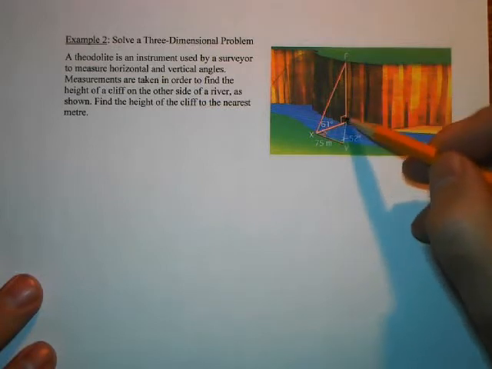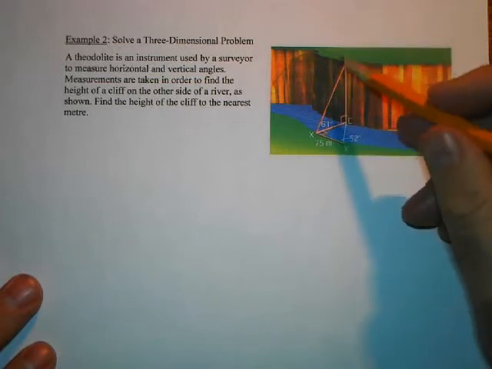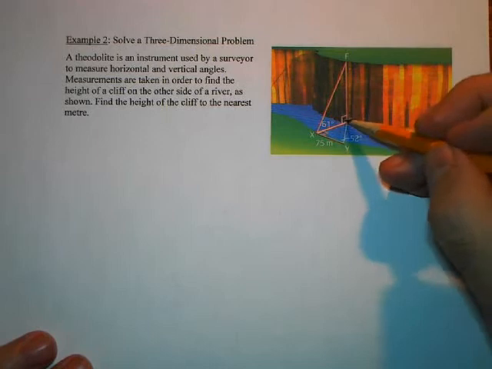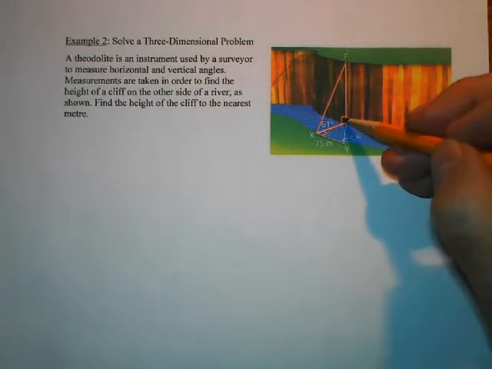Okay, so you've got that triangle there. It's vertical, standing straight up, and you've got a right angle there because this cliff happens to be at a right angle to the river.